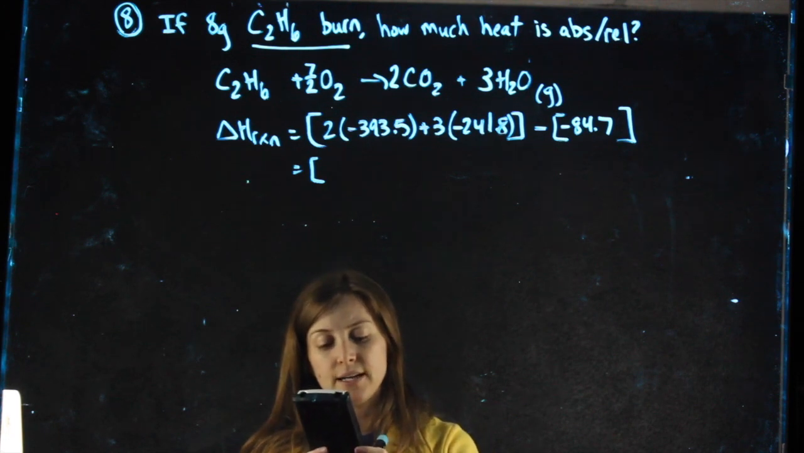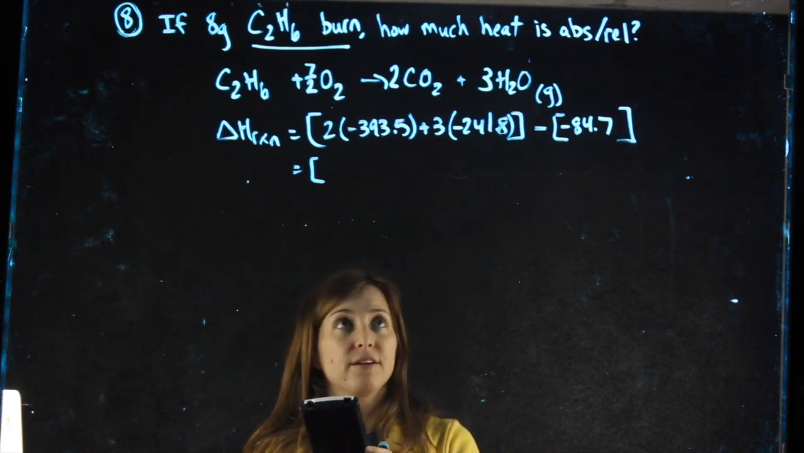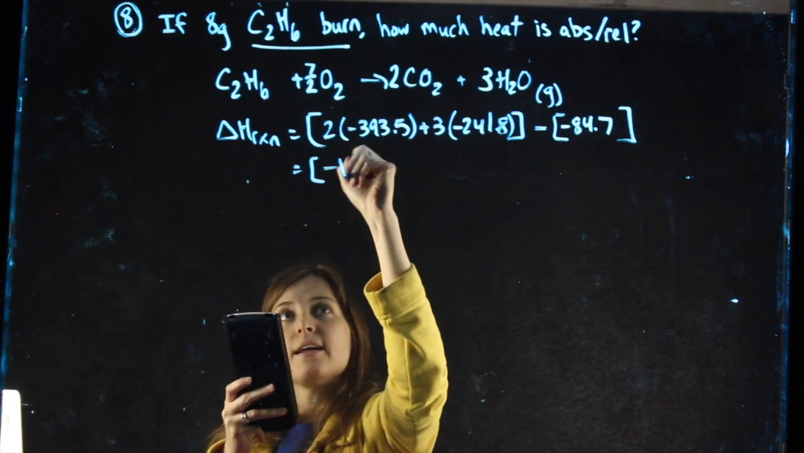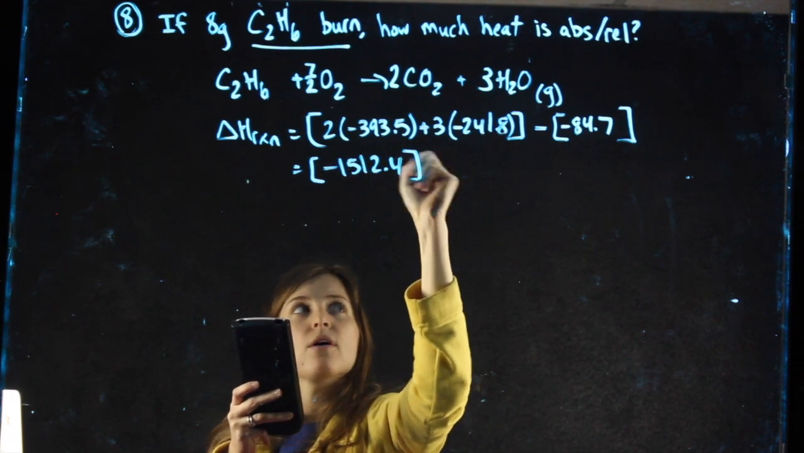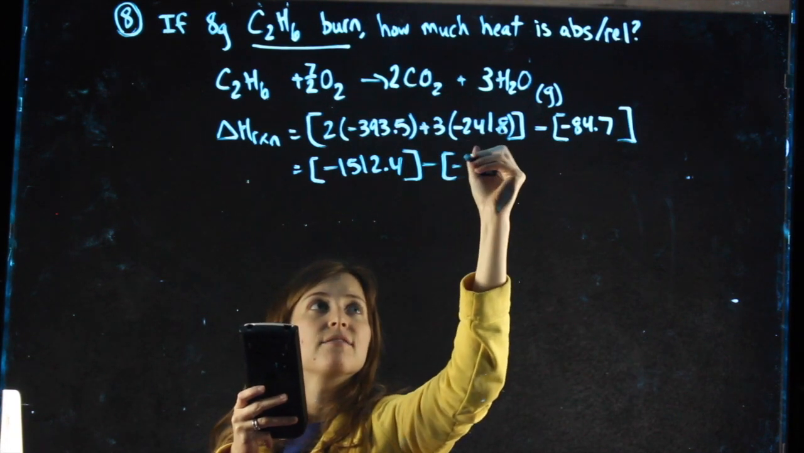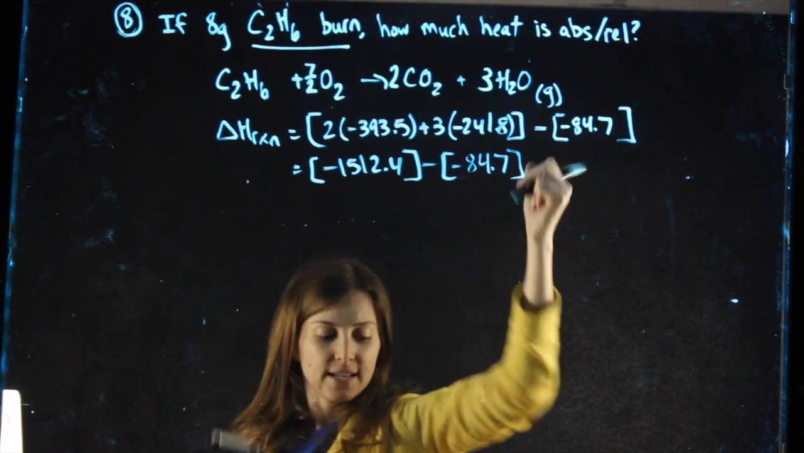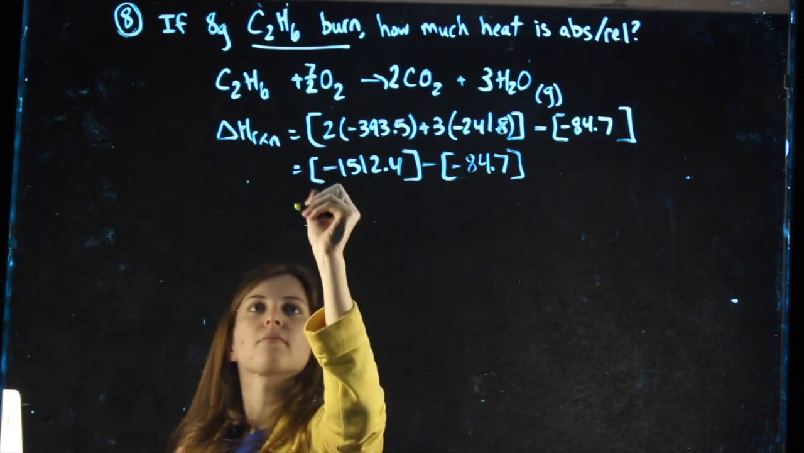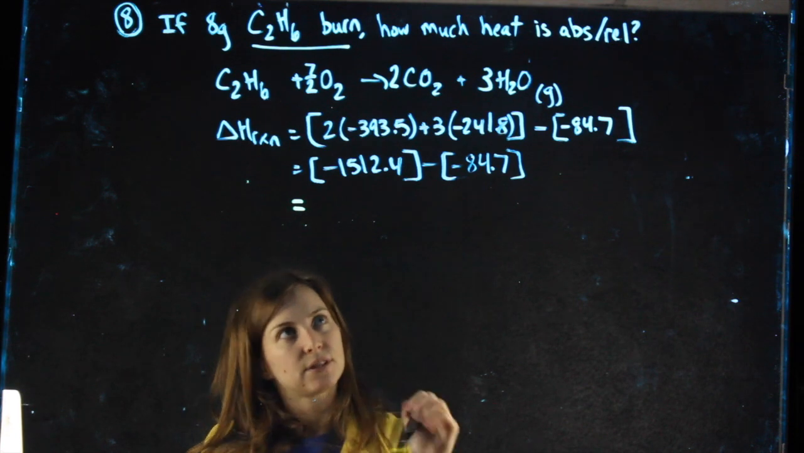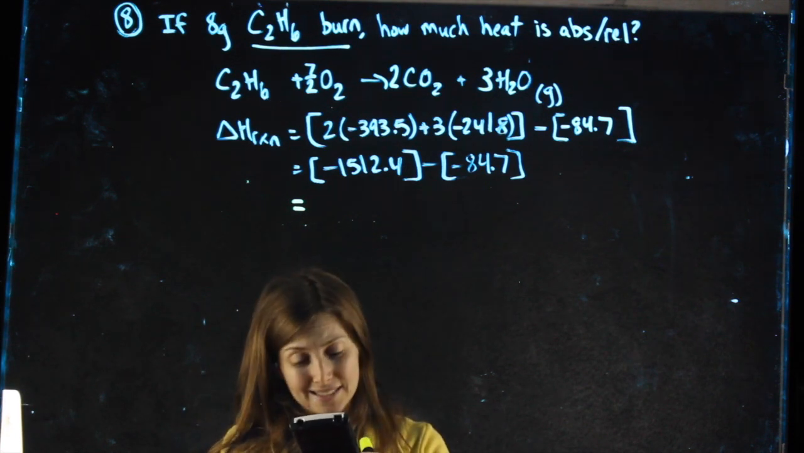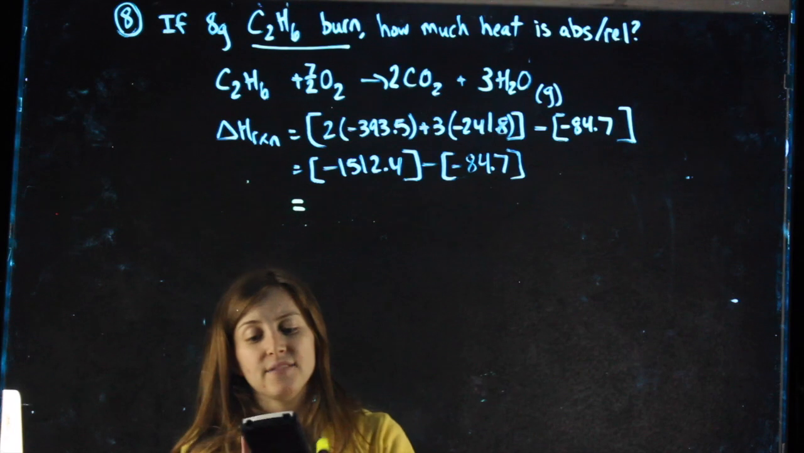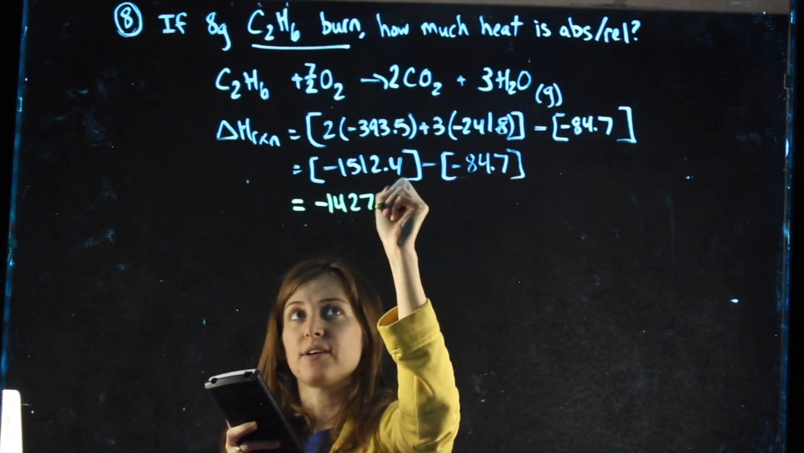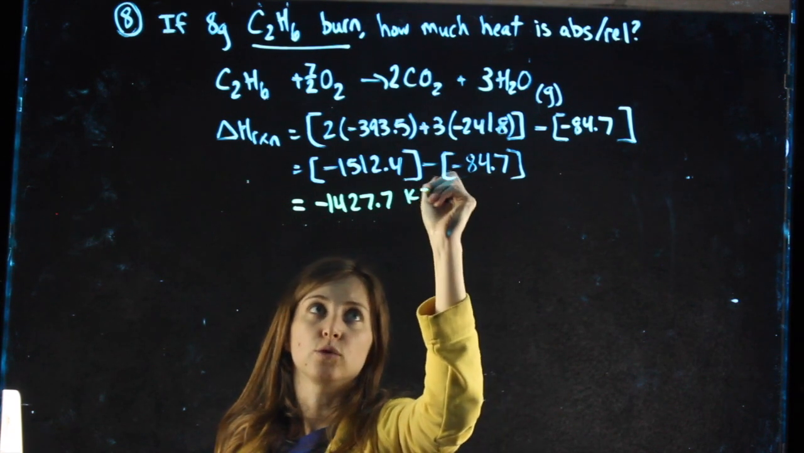Simplifying this, 2 times negative 393.5 plus 3 times negative 241.8. I get negative 1512.4 minus negative 84.7. Switching markers. Negative 1512.4 minus negative 84.7. I get a heat of reaction, I get negative 1427.7 kilojoules per mole.